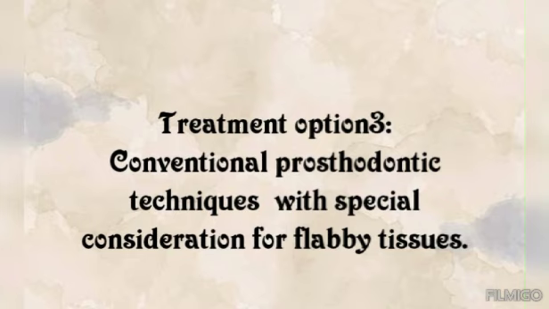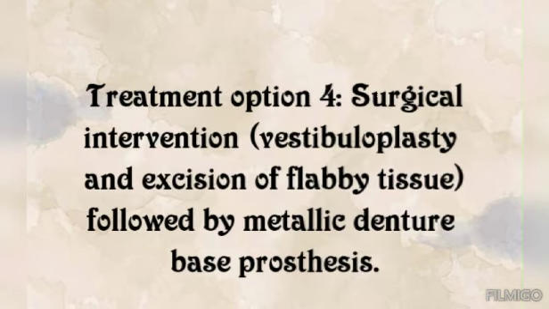And the third option is conventional prosthodontic techniques with special consideration for flabby tissue, that is special impression techniques. So treatment option 4 is surgical intervention. We have to do vestibuloplasty and excision of the flabby tissue followed by a metallic denture base prosthesis. These are the 4 treatment options for the completely edentulous maxillary arch.